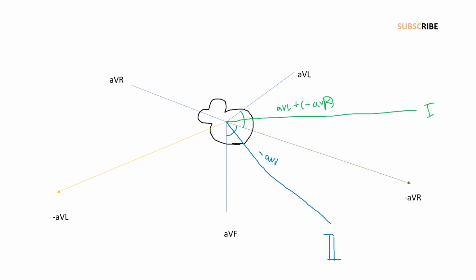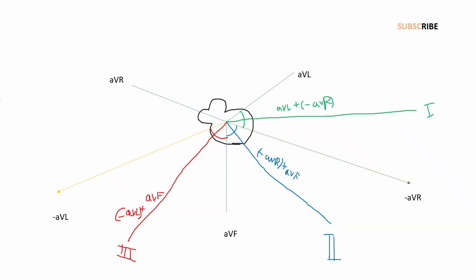So let's think of a heart, and there are three leads: AVR, AVL, AVF. A for augmented, V for voltage, and R for right, L for left, and F for foot. This is the abbreviation. So if we extend the AVR, it will become minus AVR, and there is the minus AVL, and there are the vector results.